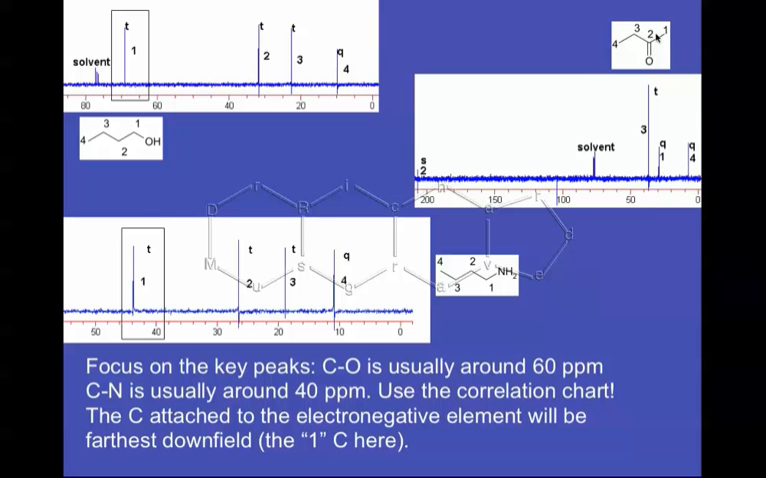The other two are easy. This one is a single peak and it's a C double bond O, so that one will be labeled 2, and this one is a CH2 and it's a T and it will be labeled 3. So assigning these is not very difficult if you take both chemical shifts and the Q's, the T's, the D's and the S's into account.